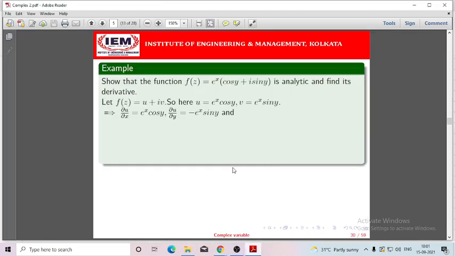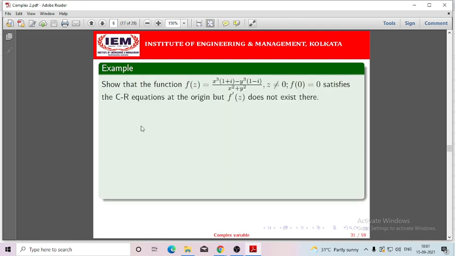Okay. Then I want to show an example. So in this problem, is the previous one clear? I think it is clear. Okay. So now in the second problem, where z is not equal to 0, the function is defined as this, and whenever z is 0, the function is defined as 0.